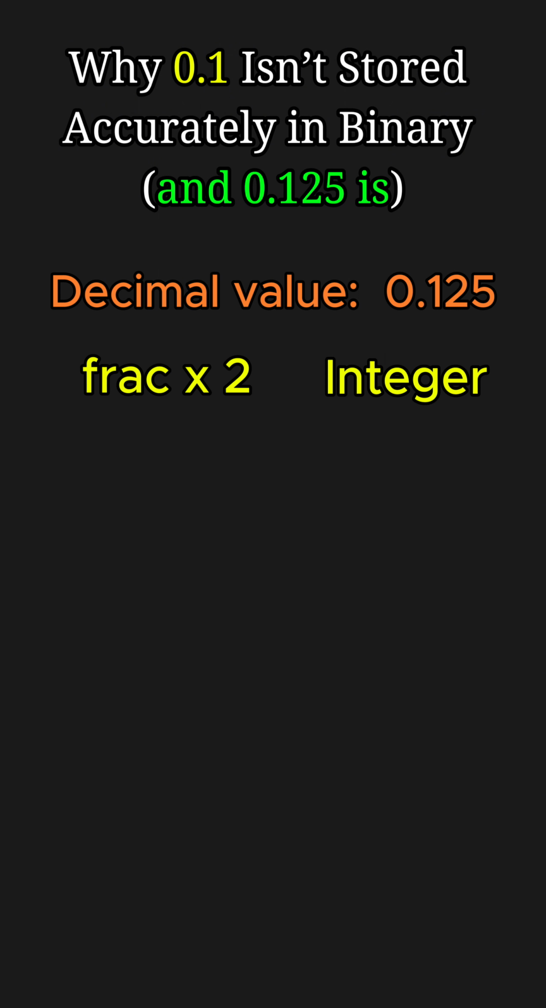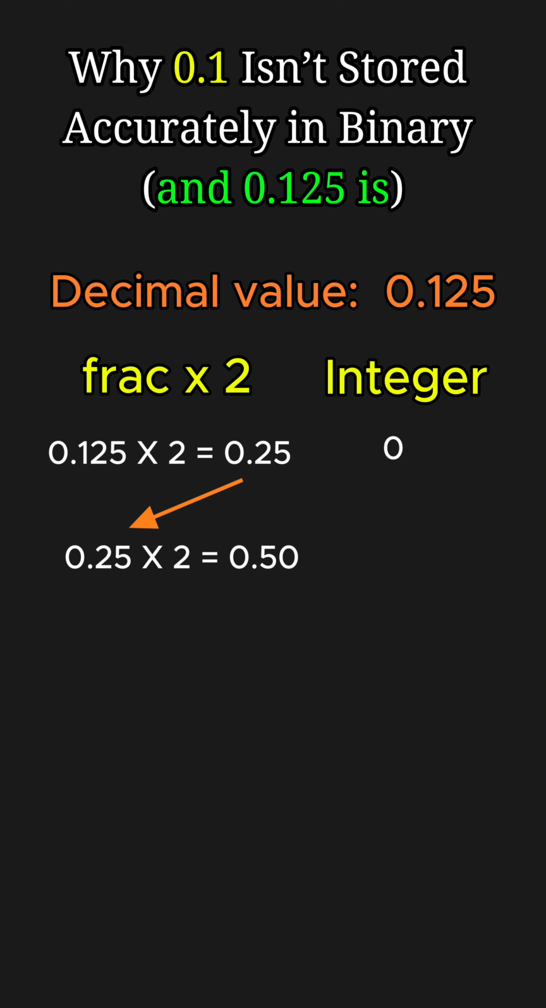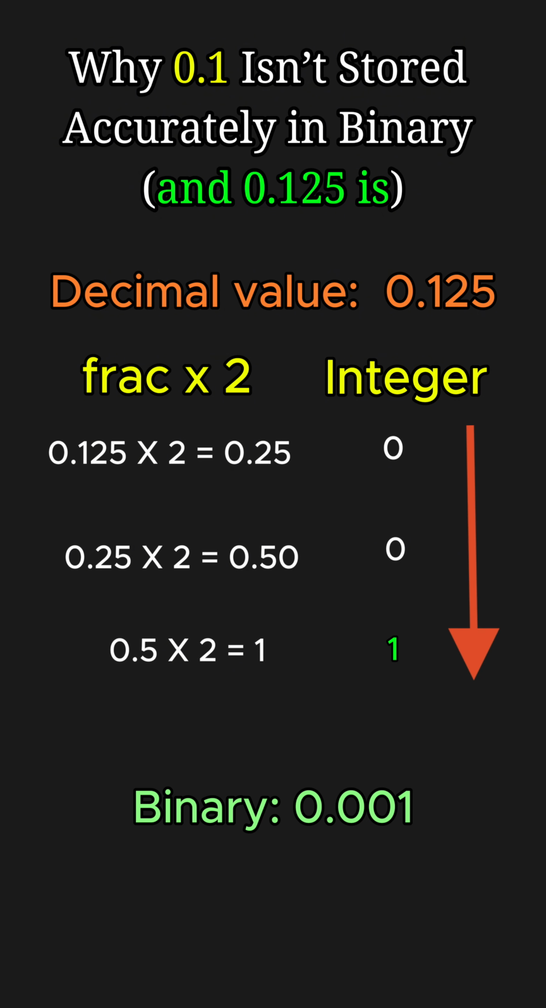We start with 0.125 and multiply it by 2, which will give us 0.25. We record integer part as 0 and we again multiply 0.25 by 2, which gives 0.5 and integer value is 0. And now we multiply 0.5 by 2, which gives us the value 1. So now the integer part is 1 and fraction becomes 0, which completes the conversion. And we get the exact binary representation as 0.001.